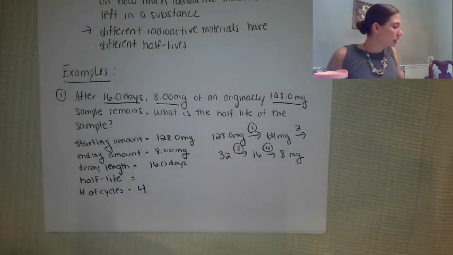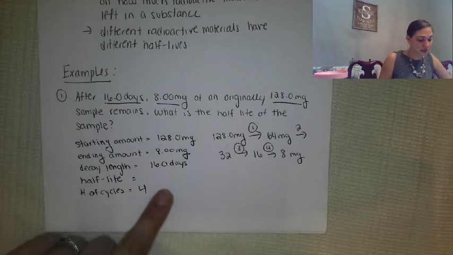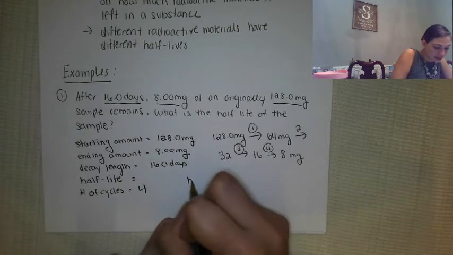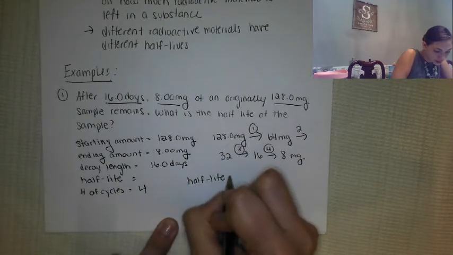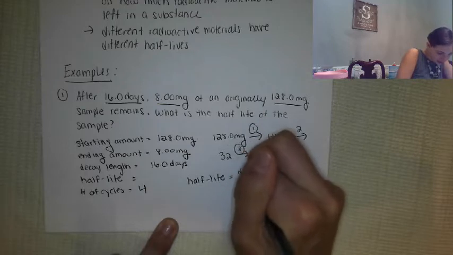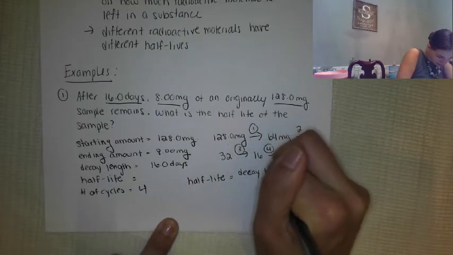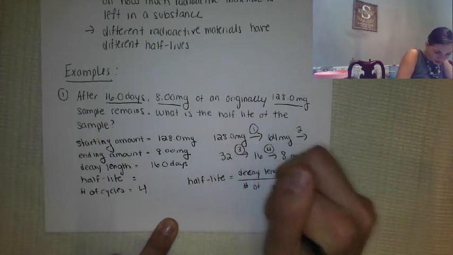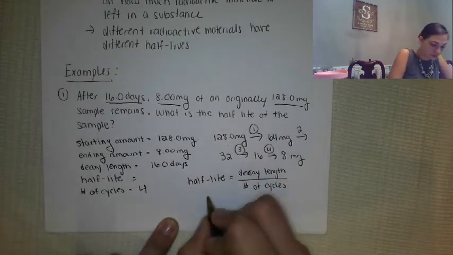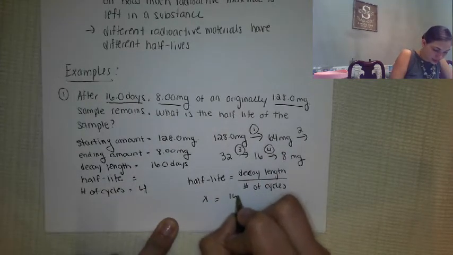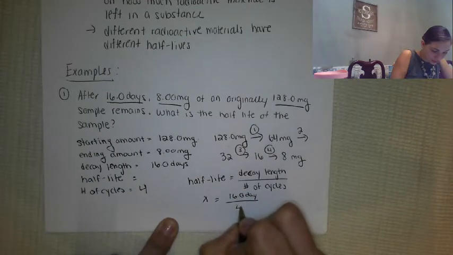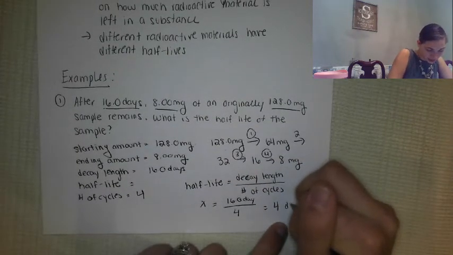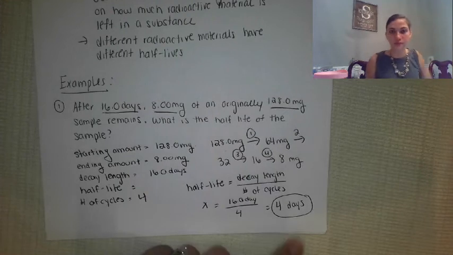So we know that this decay went on for 16 days, and we want to know what the half-life is. Your half-life is going to be equal to the decay length divided by the number of cycles. So x is equal to 16 days broken up over 4 cycles, which means that each half-life was 4 days. Okay, let's try another one.